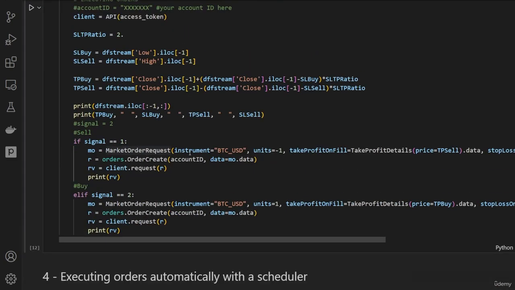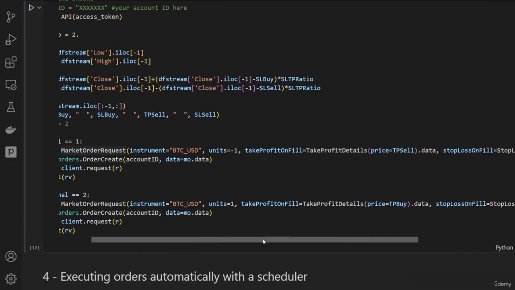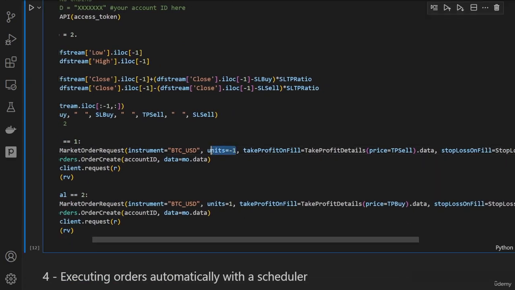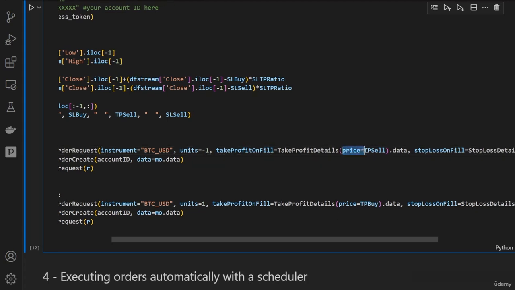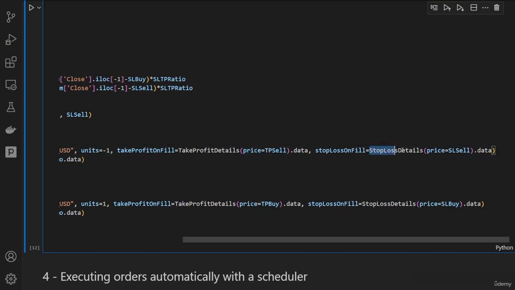So we can use this function to open positions on the market. Unit is equal to -1. Because this is a shorting position, it's negative and it's 1 Bitcoin. Take profit on fill is take profit details, and the price is equal to take profit sell.data. This is how it's coded. This is the syntax. We just need to provide that the price is equal to take profit sell. And then the stop loss on fill, stop loss details, price is equal to stop loss sell.data. So we're passing the stop loss for selling positions and the take profit for selling positions here as parameters.